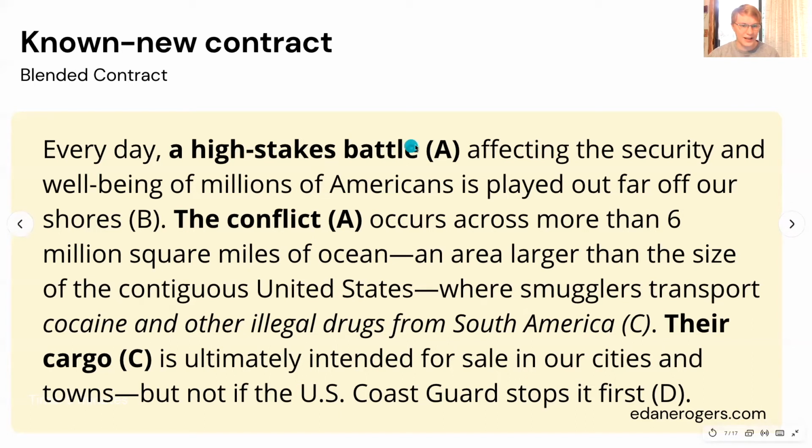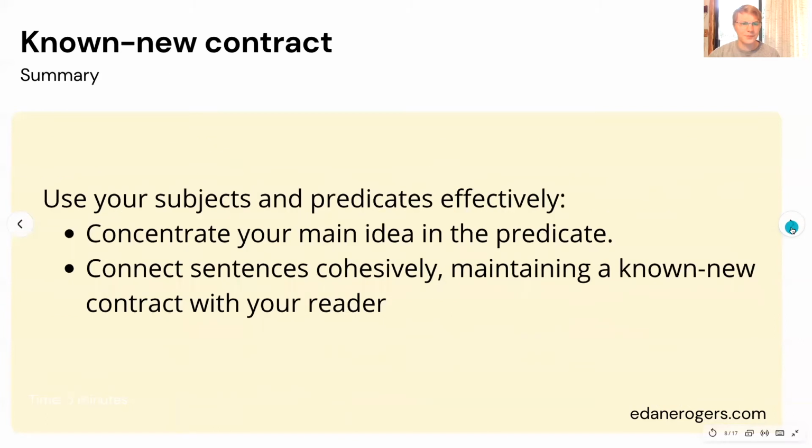And here, between these two sentences, there's an ABAC contract. Between the last two sentences, there is essentially an ABBC, but here it's in the C form, so an ACCD form. So essentially what we're doing here is using our subjects and predicates effectively. And how do we use them effectively? We use them by not surprising the reader by what information is in which part of it. So we want to concentrate our main idea in the predicate.